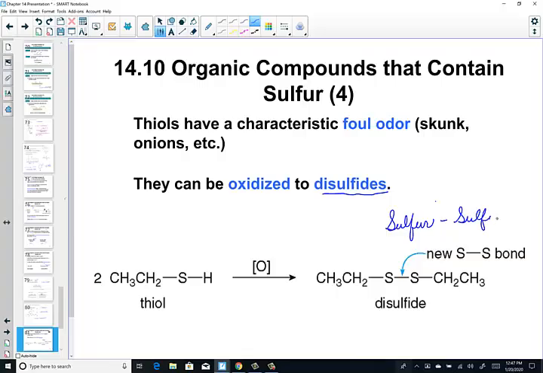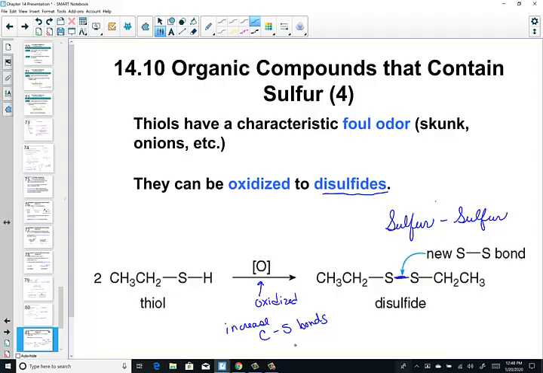That's what I'm trying to write. There we go, a sulfur to sulfur bond. This bond right here has a special name called a disulfide linkage. Two units of a thiol can be oxidized. Remember that O, oxidized. And that's going to increase the carbon to sulfur bonds.